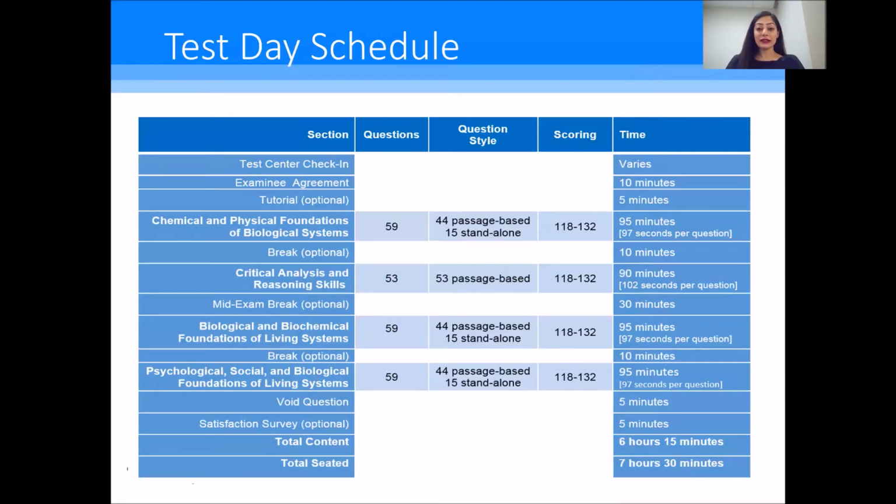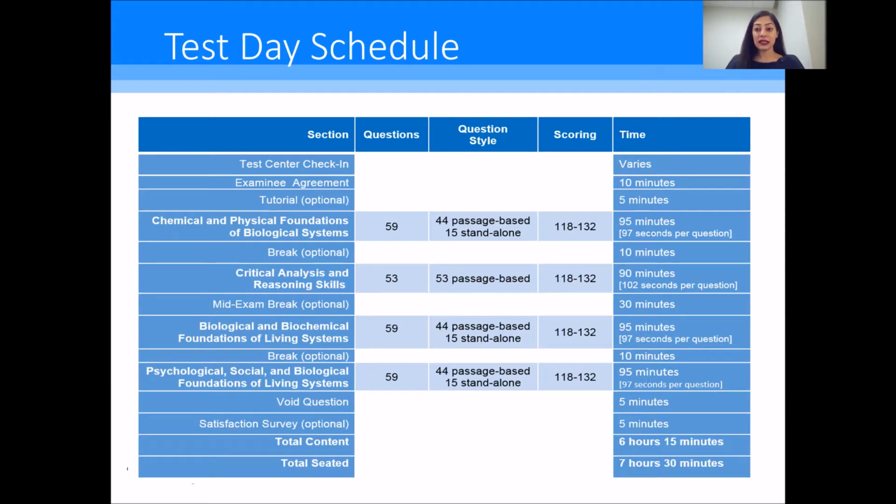Okay, so here's an example of what your test day schedule really looks like. What you can see on this table is the types of sections that you'll find, the questions, the style of the questions, the scoring, which we'll talk about much later, and the time allotted to each type of question. So the first thing that's going to happen is you're going to select a date, register for that date, and then spend a couple of months studying for this exam.